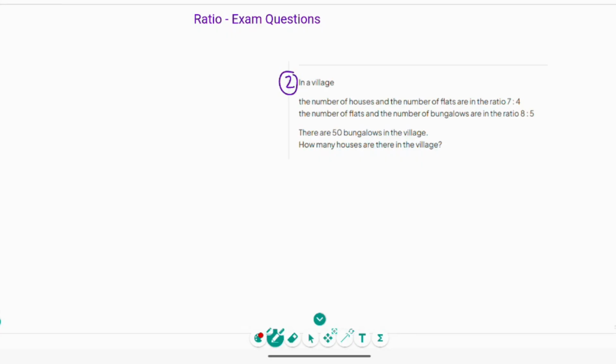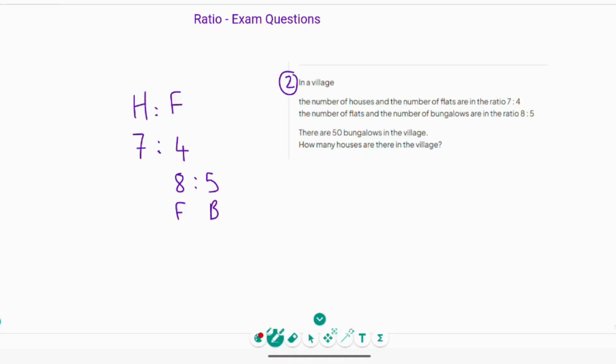Question 2. In a village, the number of houses and the number of flats are in the ratio 7:4. The number of flats and the number of bungalows in the ratio 8:5. So what I usually do is get them set up so we can see houses and flats. That needs to be F. And you've got flats and bungalows. Flats are the things that are mentioned twice here. Because we've got flats twice, it's flats we have to make the same.